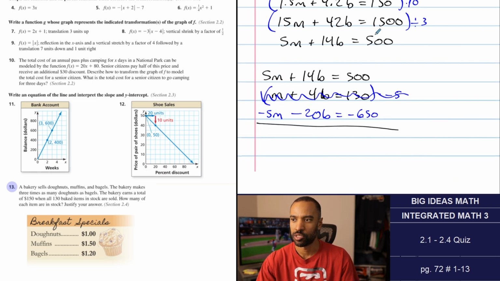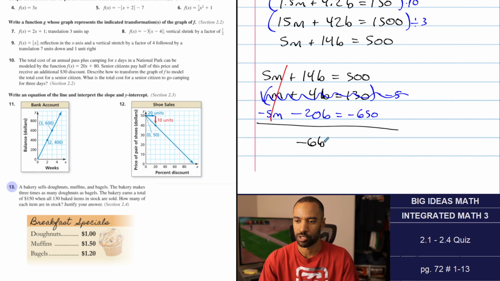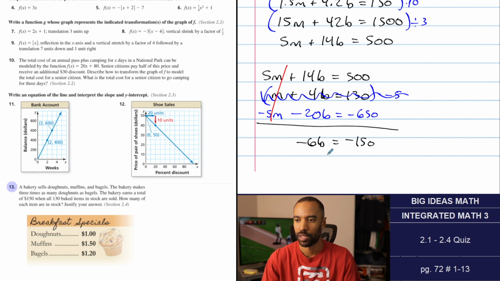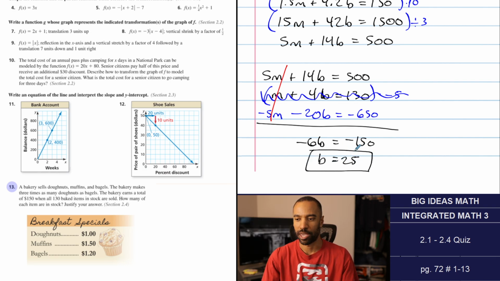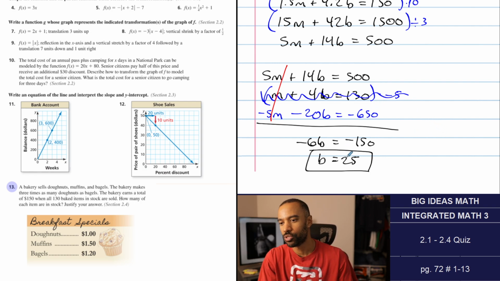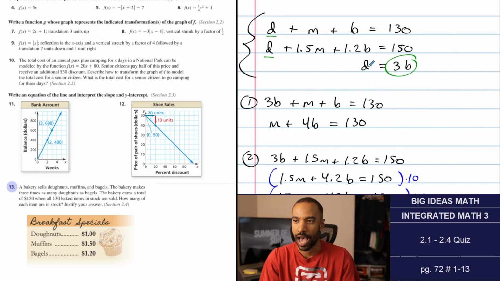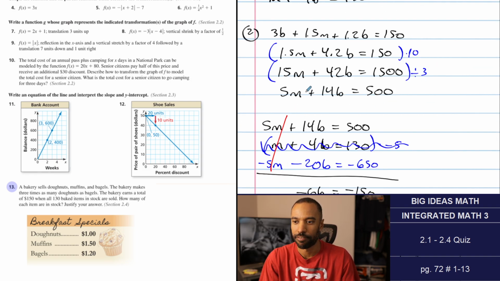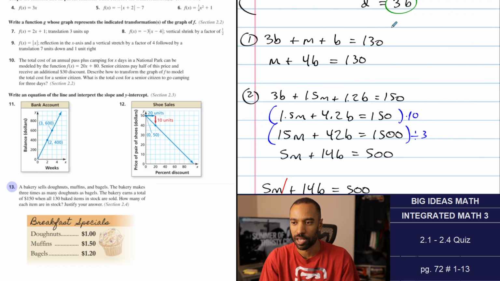5m minus 5m is 0. Then you have 14b minus 20b, which is -6b, and 500 minus 650 is -150. You divide by -6, you get b equals 25. So 25 bagels were sold in total. Now I can use this information to find a couple of other things. I can find the number of donuts, don't forget, it's 3 times the number of bagels, and I can find the number of muffins based off this information here.